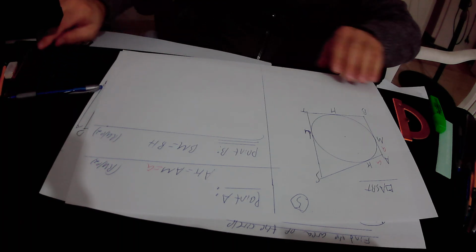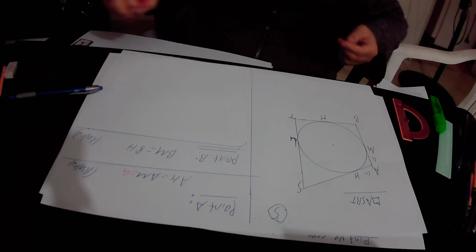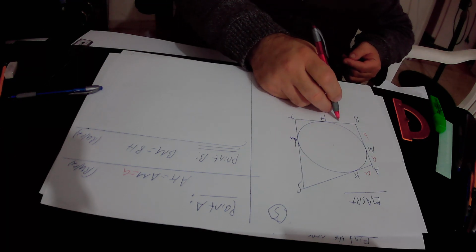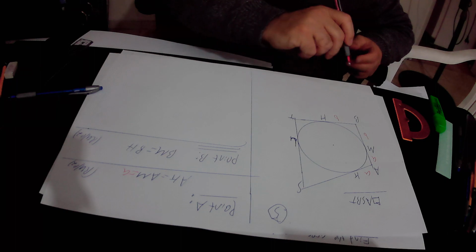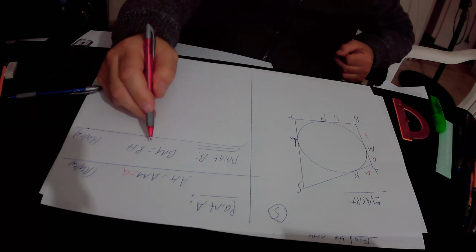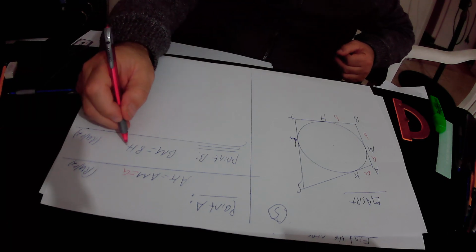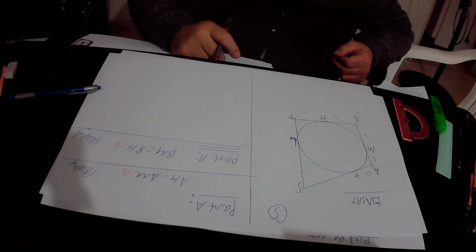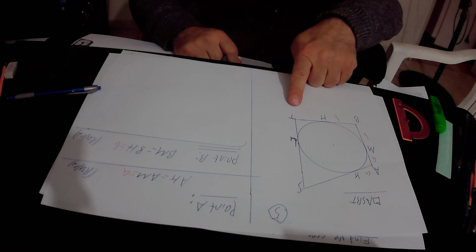So if we define the length of tangent BM as B, then the length of tangent BH must also be equal to B because they are equal to each other. In conclusion, we found out that BM equals BH equals B. In the next step, we will focus on the common standpoint, point T.